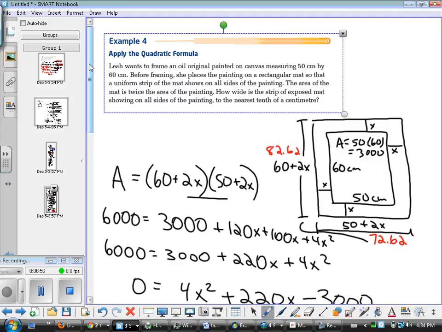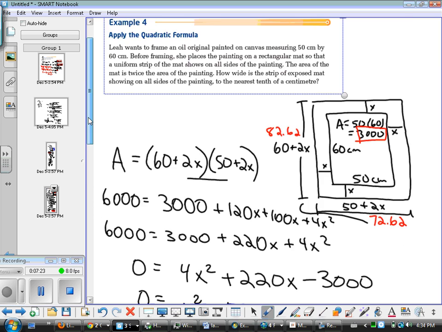Now multiply those two things together. 72.62 times 82.62, and you will get 5,999.8644 because we rounded, but pretty close to 6,000, which is twice 3,000. So you should be happy with that, right? And that tells you that you've done a good job of finding your answer. Well done.